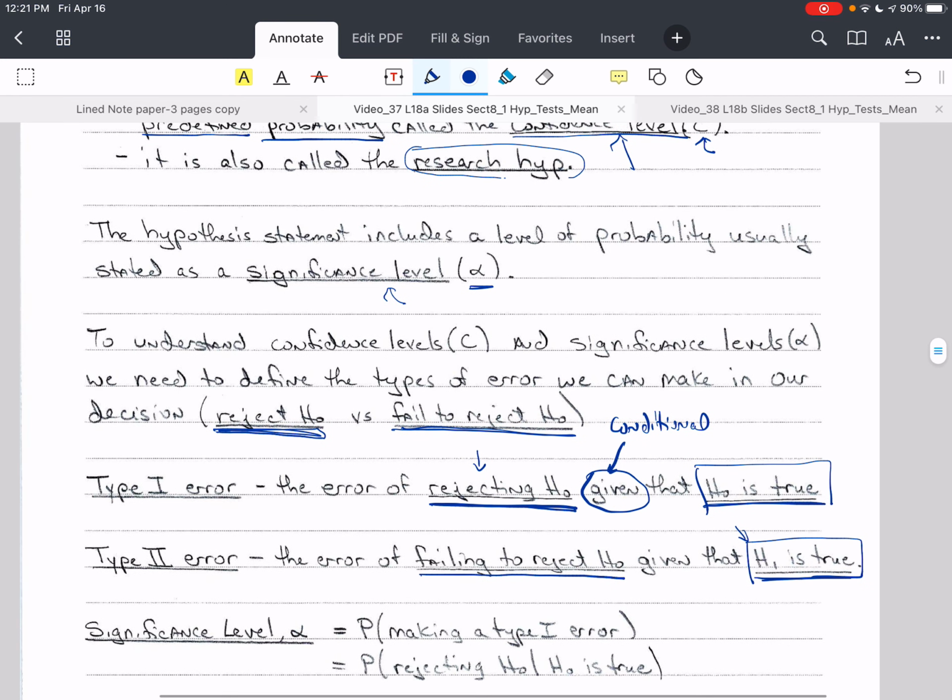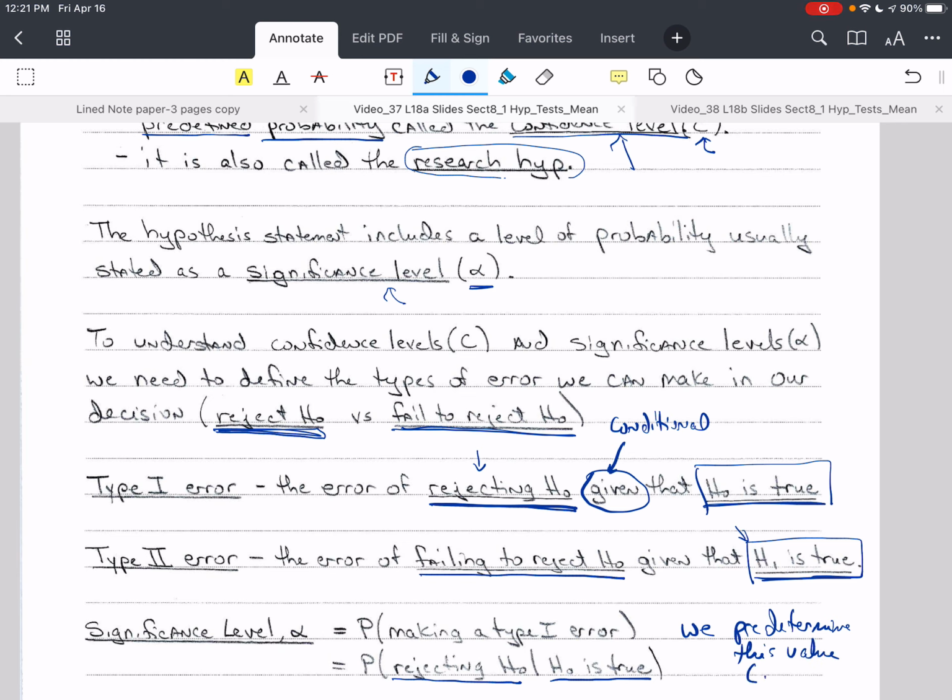So let's talk about the significance level. This is a probability. It's the probability of making a type 1 error, which I can then restate as a conditional probability. It's the probability of rejecting H naught given that H naught is true. This is the significance level, alpha. And this is what we predetermine, this value.